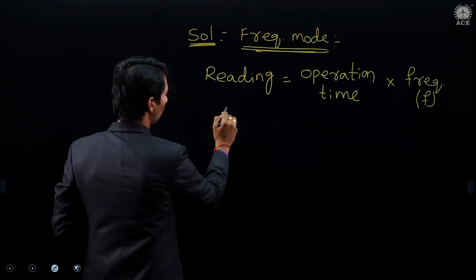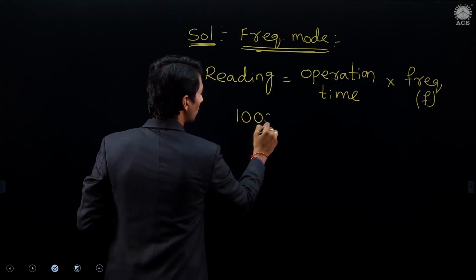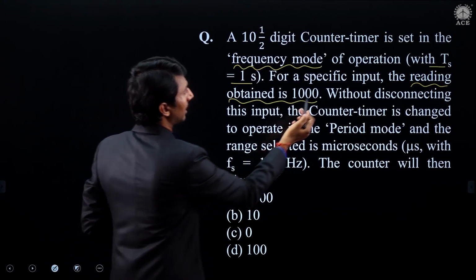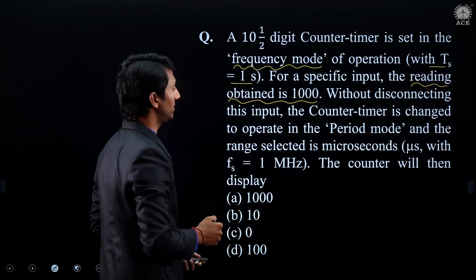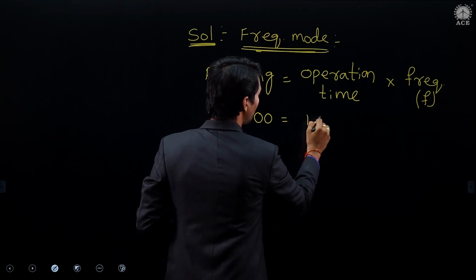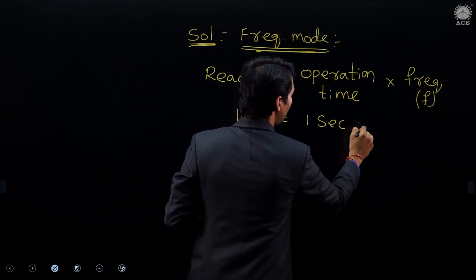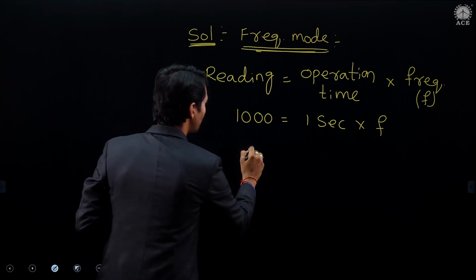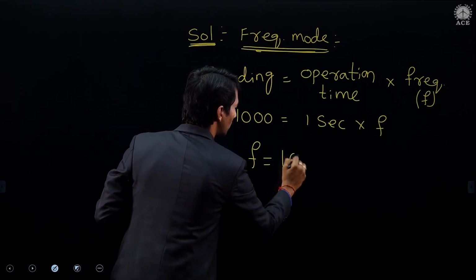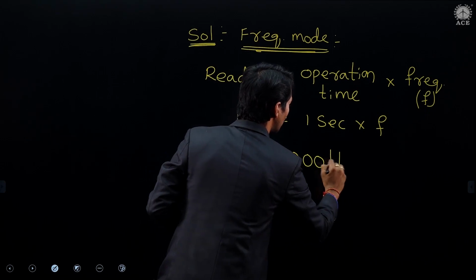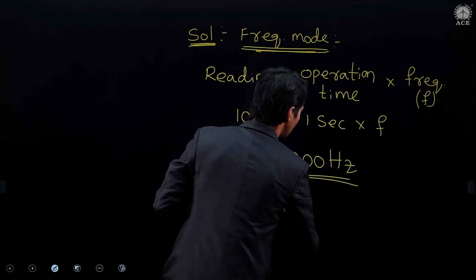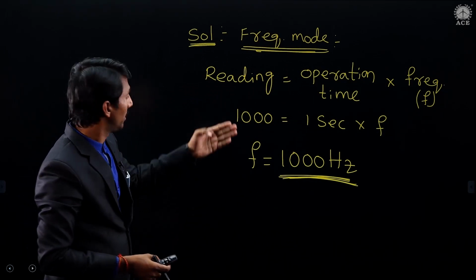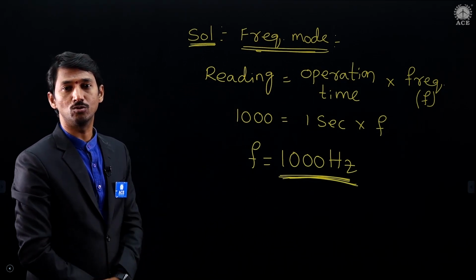In this mode, what is the reading he has obtained? 1000. Reading is 1000. What is the operation time? The operation time is 1 second. So operation time is 1 second into the corresponding frequency f. So what is the frequency now? Frequency is equal to 1000 hertz. This is the frequency given in the frequency mode of operation when we obtain the reading of 1000.